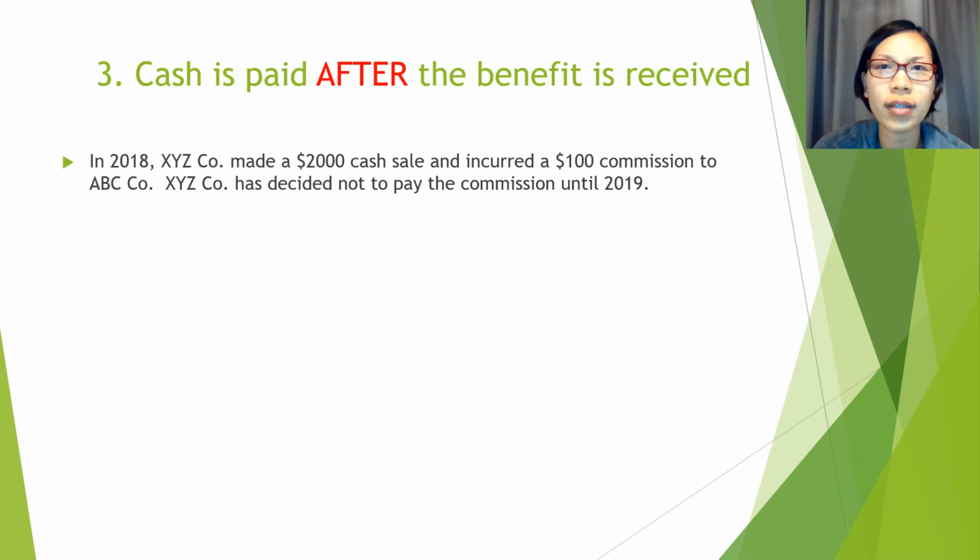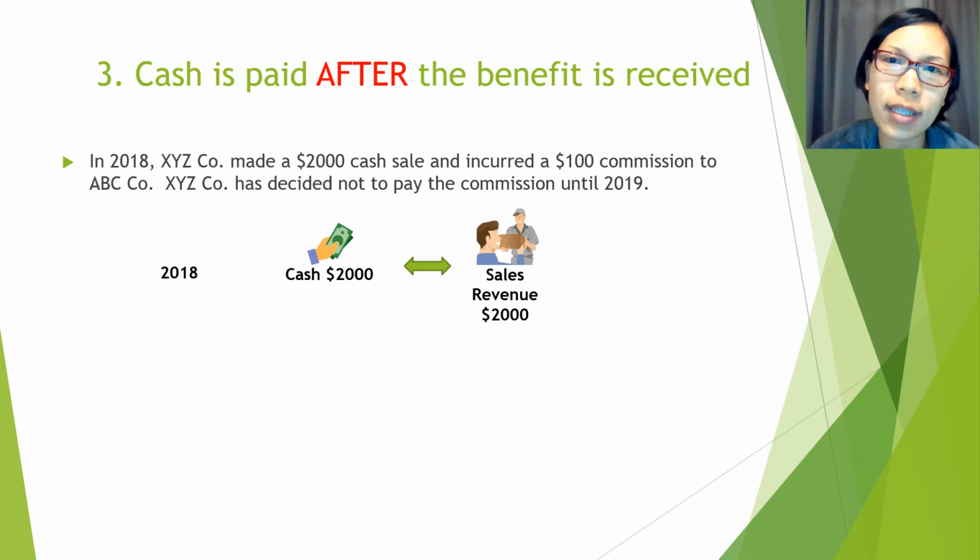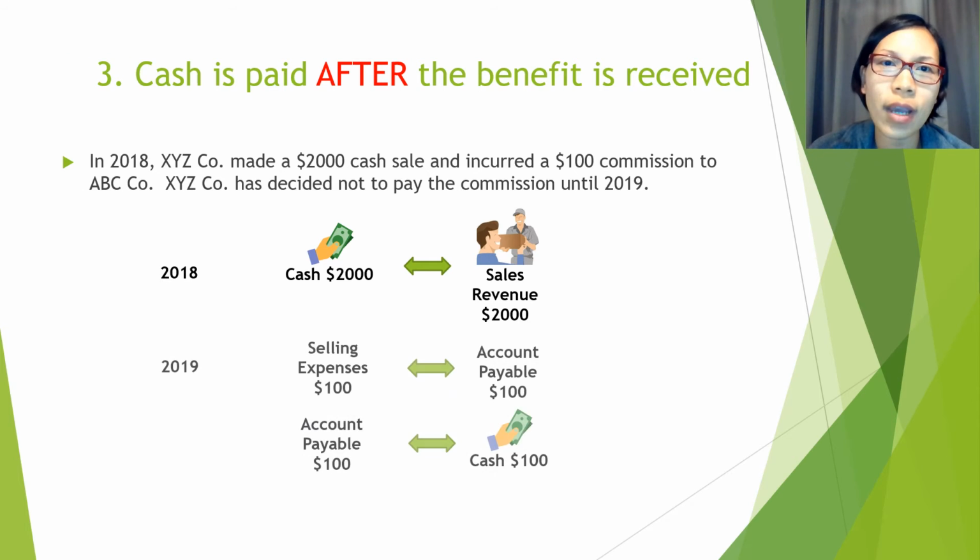In the third situation, let's assume XYZ made a $2,000 cash sale and incurred a $100 commission to ABC in 2018. XYZ has decided not to pay the commission until 2019. Therefore, XYZ has to set up a liability called accounts payable. The cash is paid in 2019, and thereby the company reduces the liability.